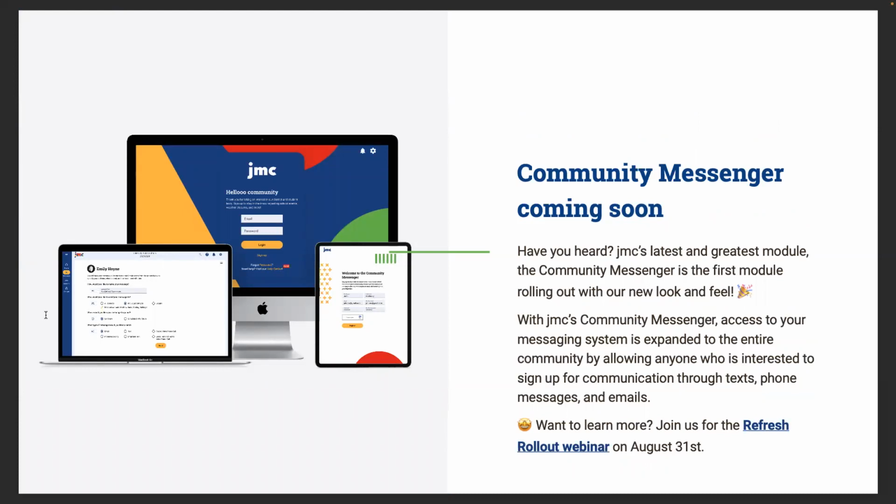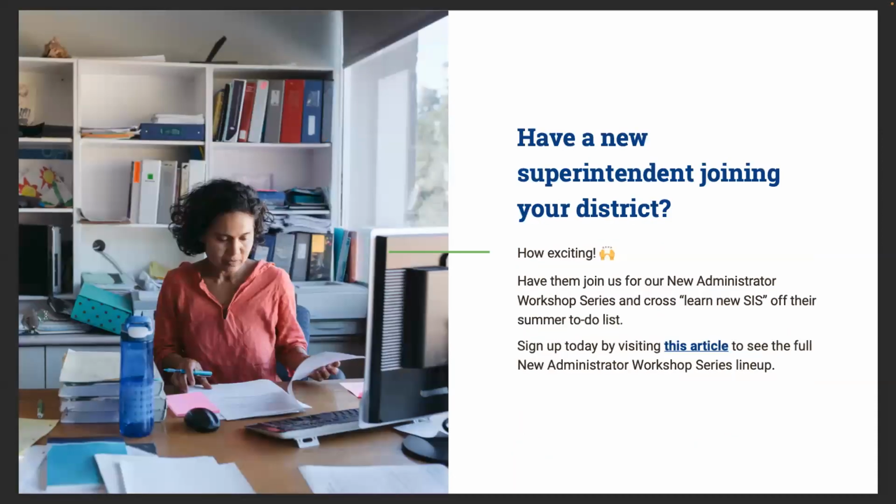And what I was just talking about, that refresh rollout, introducing JMC's new look and feel. We are going to roll out that community messenger first. With JMC's Community Messenger, you can access your messaging system. The access to your messaging system is expanded to the entire community by allowing anyone who's interested to sign up for communication through text, phone messages, and emails. If you want to learn more, join us for that refresh rollout webinar on August 31st.